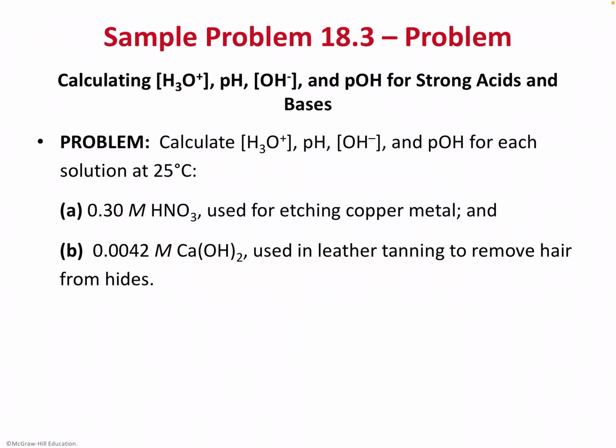Okay, calculate hydronium ions, pH, OH minus, pOH for each solution at 25 degrees Celsius. How are we going to do that? So you have a 0.3 molar nitric acid. You want to calculate hydronium ion concentration, pH, OH minus and pOH.